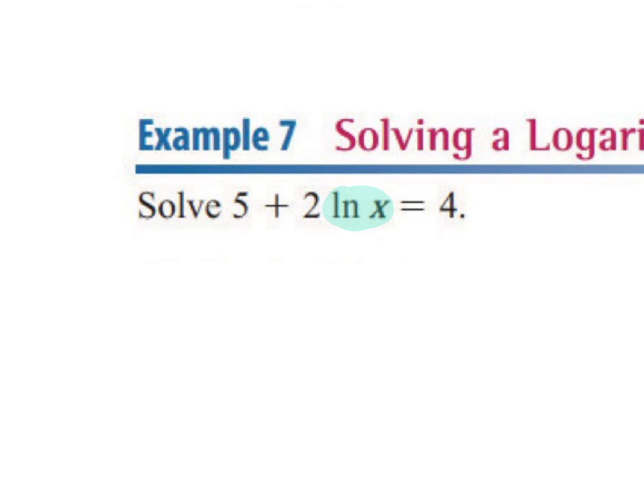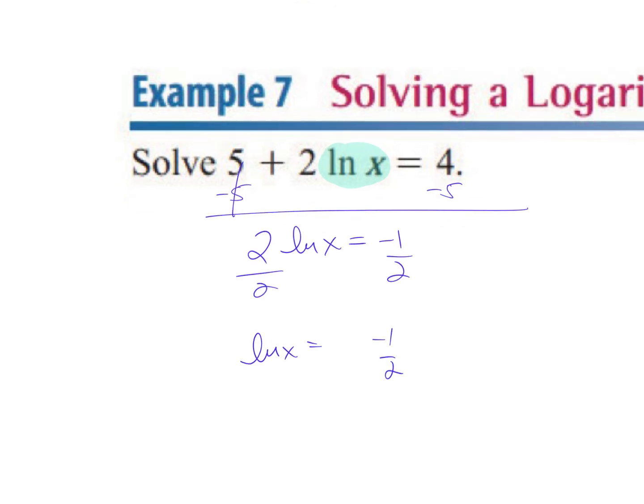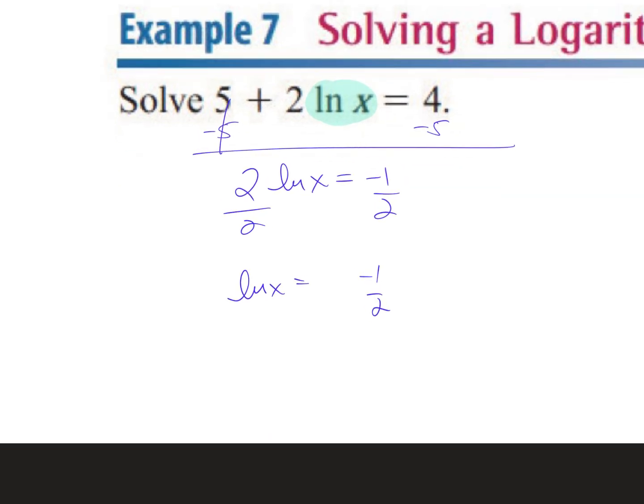But I got to get that ln by itself. So what are the 2 things I need to do? Subtract 5. Got to subtract 5. Great. So I have 2 times the natural log of x equals negative 1, right? Then what? Divide by 2. So I have the natural log of x equals negative 1/2. Now, can I just say, oh, this is no solution?